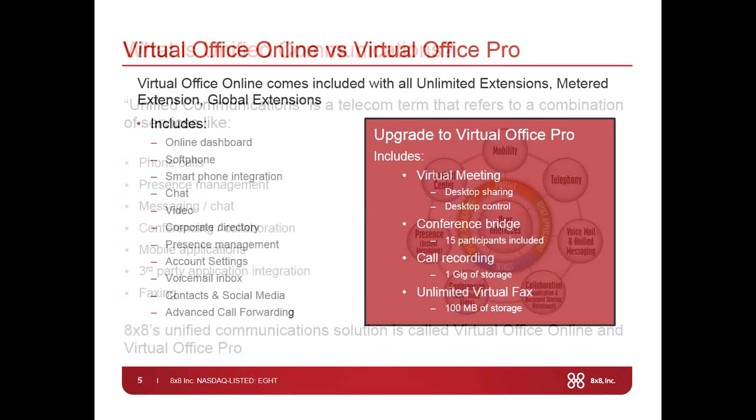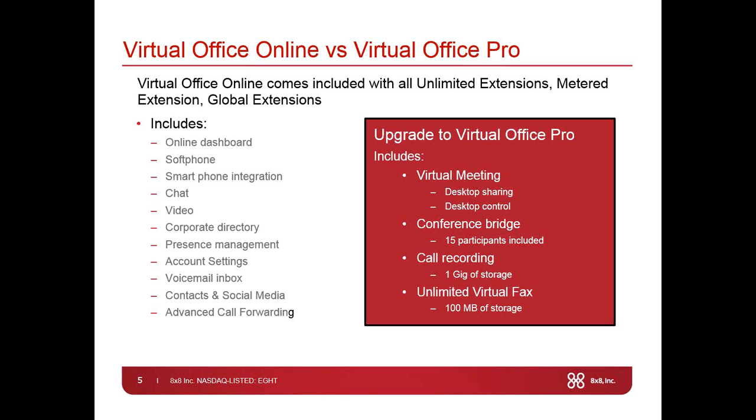This slide shows you some of the key features that are a part of the Virtual Office package. On the left-hand side are the features that come with every single extension that is part of your 8x8 Virtual Office system. So everybody's got the ability to have this online dashboard, the Virtual Office desktop or Virtual Office online client. Everybody's got a soft phone, so you can use your computer as your business desk phone, your business telephone, your business video phone, and your conference console control panel. You've got smartphone integration to your Android and iOS devices. You've got chat and video built into the service.